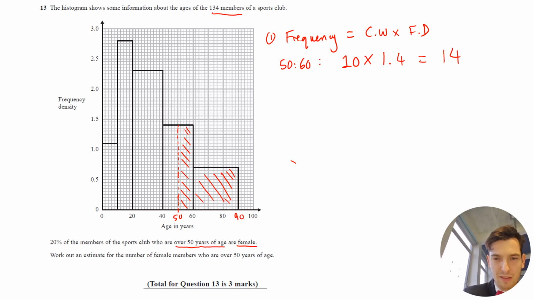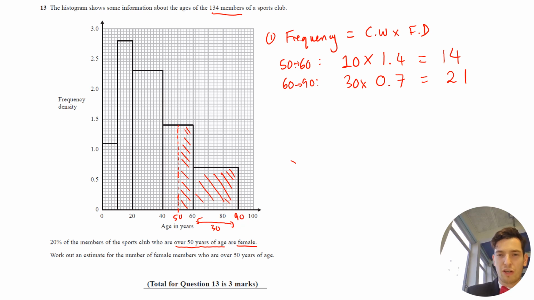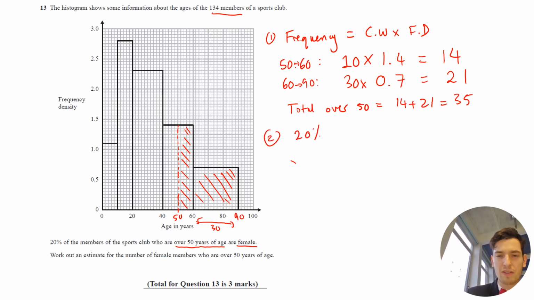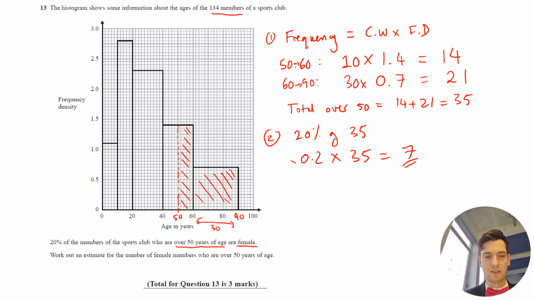And then from 60 to 90, the class width is going to be 30 times, I think that is 0.7, so 21. So my total over 50 is equal to 14 plus 21, which is 35. And then for my second set, well, 20% of them are female. So 20% of 35, I can just do 0.2 times 35, and I get my answer, which is 7.